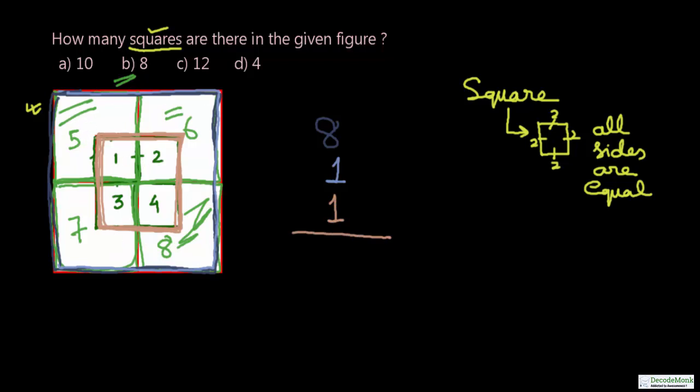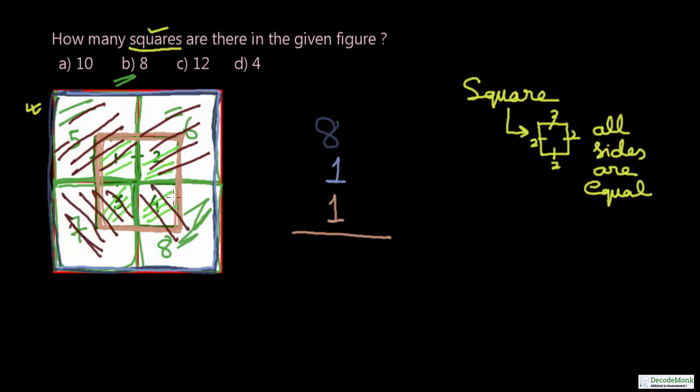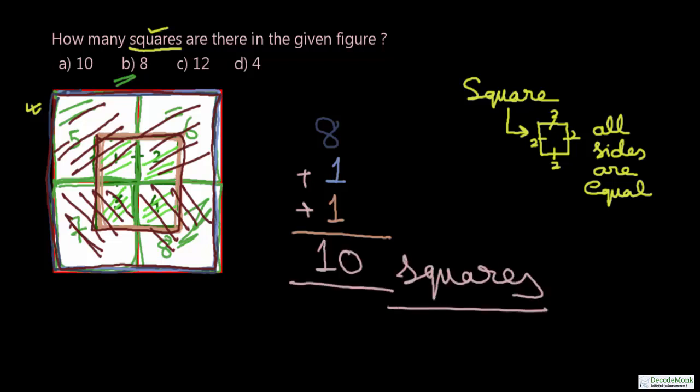Let me again discuss. This is 1 square, 2 square, 3 square, 4 square, then 5th square, 6th square, 7th square, 8th square, then this is the 9th square, and the outermost square is the 10th square, or 8 plus 1 is 9, plus 1 is 10 squares. So there are 10 squares in the given figure. So this answer B is not the right answer, whereas this A, 10, is the right answer.